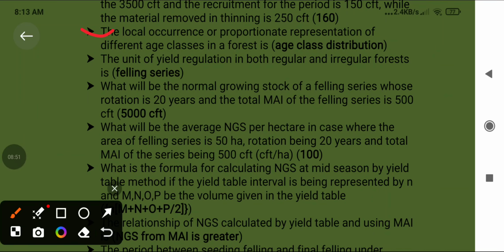The local occurrence or proportionate representation of different age classes in a forest is age class distribution. The unit of yield regulation in both regular and irregular forest is felling series. What will be the normal growing stock of a felling series whose rotation is 20 years and the total MAI of the felling series is 500 CFT?